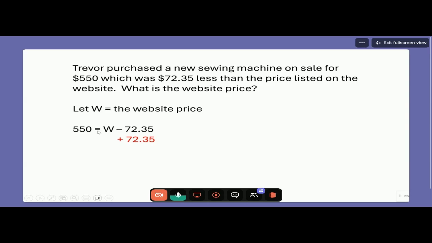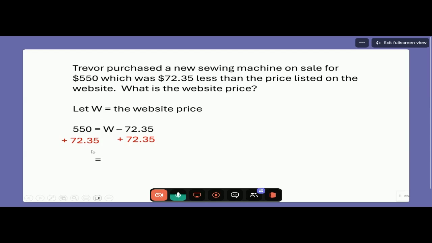Am I allowed to add 72.35 to one side of the equation? Well, no, but yes, if I also add it to the other side. So I'm doing the same thing to both sides, which keeps my equation true. The left side will still be equal to the right side. So there's my equal sign right there, lined up.